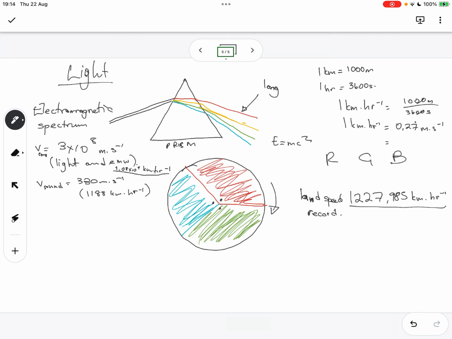Right. So anyway, the red spectrum is long wavelength, low frequency, and the violet end of the spectrum would be short wavelength. Which color do you write?